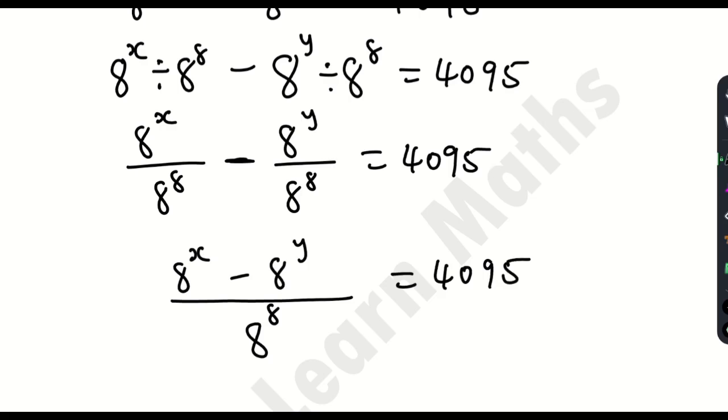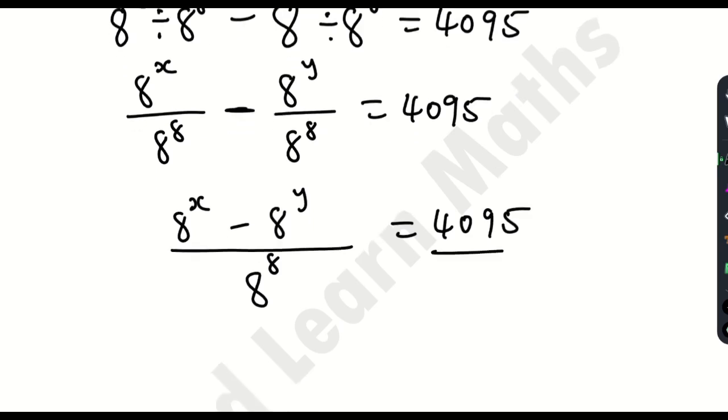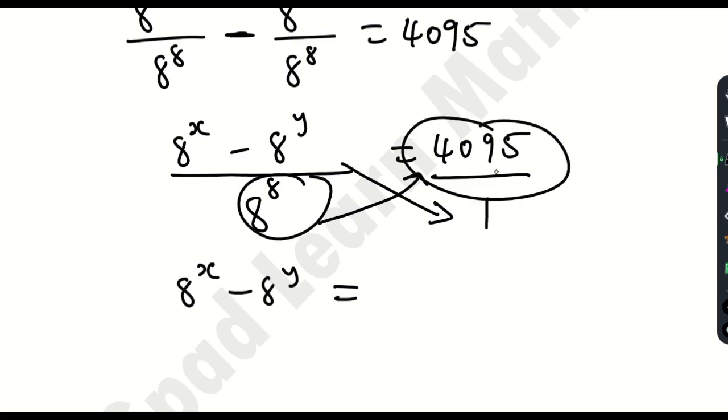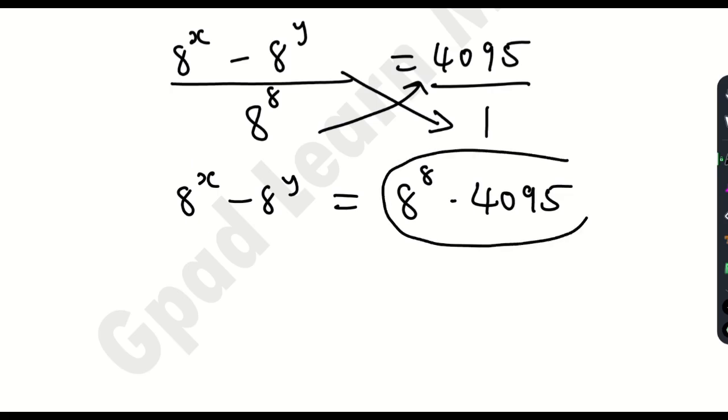And this is equal to 4095. Now the next thing I'll do is to cross multiply. You can write over 1 here and cross multiply. So 1 times 8 raised to the power x minus 8 raised to the power y is going to be 8 raised to the power x minus 8 raised to the power y. And then you have this times this, which is going to be 8 raised to the power 8 times 4095. This right here is a positive number, obviously.